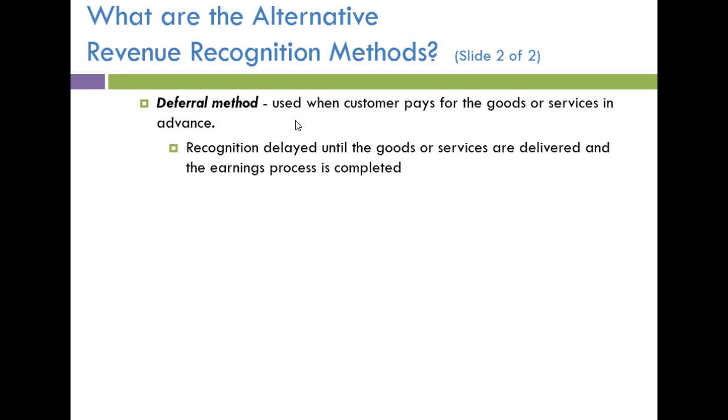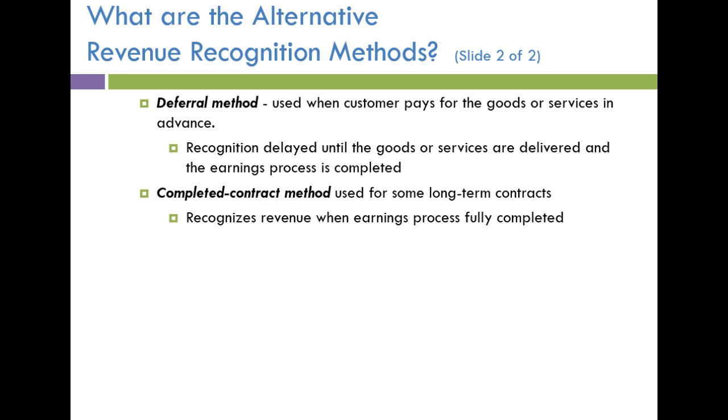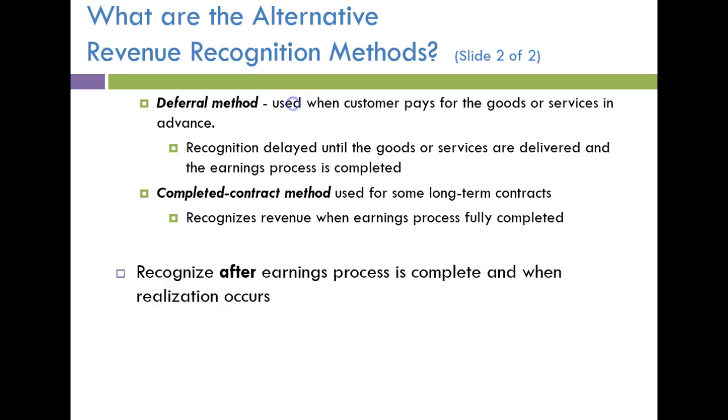Then as I complete a portion of it, I get rid of that customer advance, or I debit it, and what am I going to credit? Revenues. Services earned. Make sense? So the deferral method is you receive the money up front, but it's a liability until you earn it. And then you show those portions of earnings as you complete certain parts of the job. Completed contract method is used for long-term contracts. It recognizes the revenue when the earnings process is totally done.